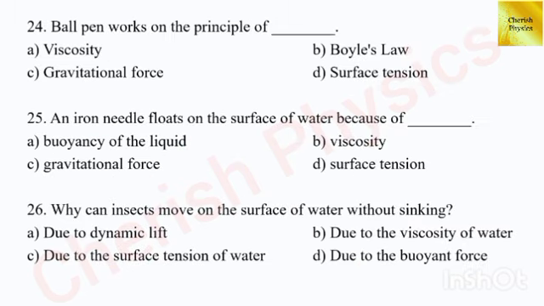24th question. Ball pen works on the principle of dash. The answer is surface tension. 25th question. An iron needle floats on the surface of water because of dash. The answer is surface tension. 26th question. Why can insects move on the surface of water without sinking? The answer is due to the surface tension of water.